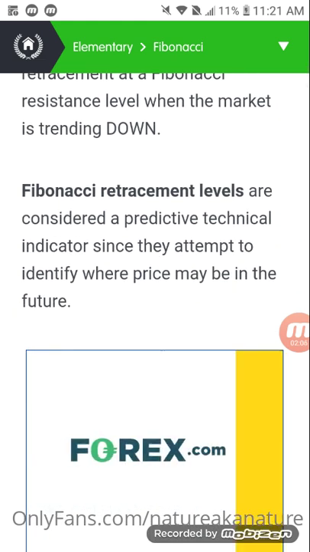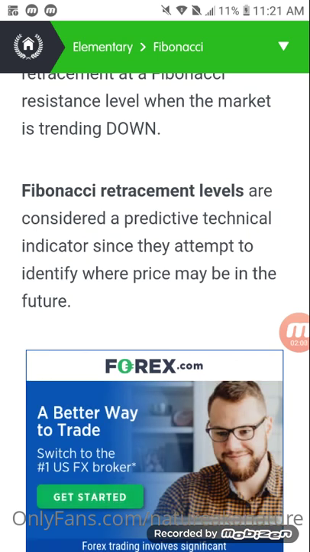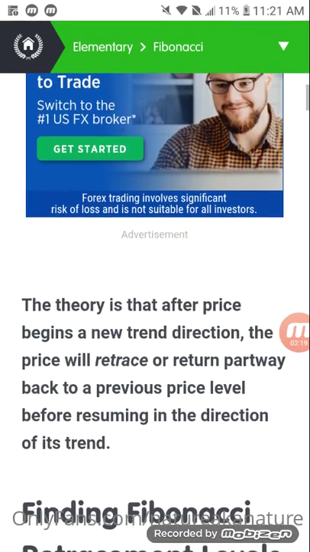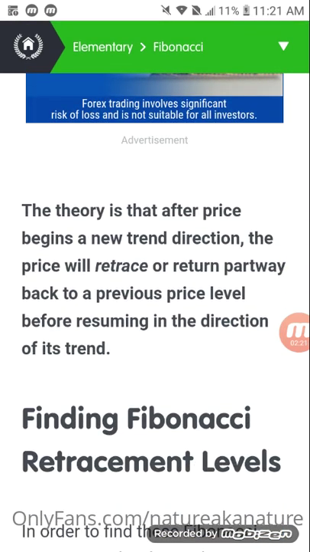Fibonacci retracement levels are considered a predetermined or predictive technical indicator, since they attempt to identify where price may be heading in the future. The theory is that after price begins a new trend direction, the price will retrace or return partway back to the previous price level before resuming in the direction of its trend.